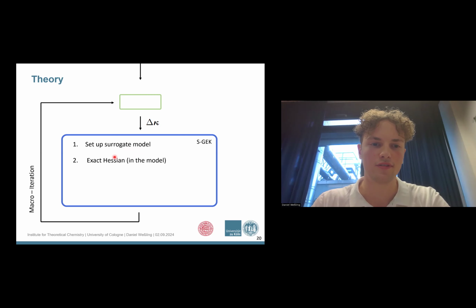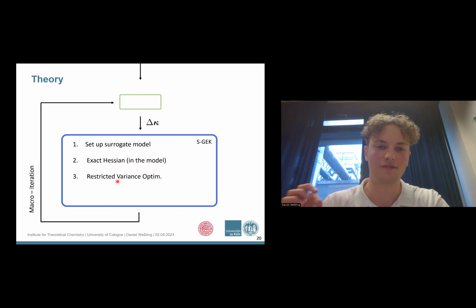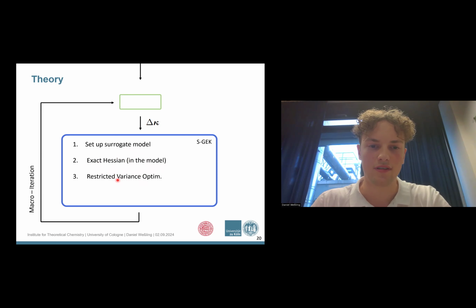Now it's actually possible to calculate an exact Hessian, of course, in this surrogate model. And from there, we're doing a restricted variance optimization. This variance is also an advantage of gradient enhanced Kriging, that we're not just doing a restricted step, but a restricted variance step. So this variance is an additional threshold where we make sure that we are really going in the right direction.